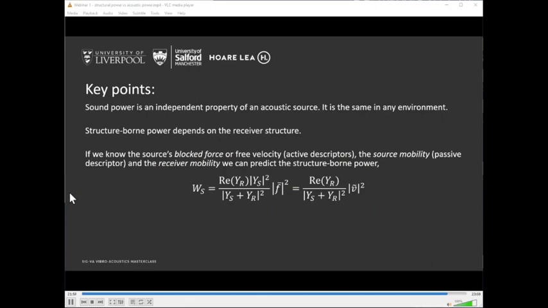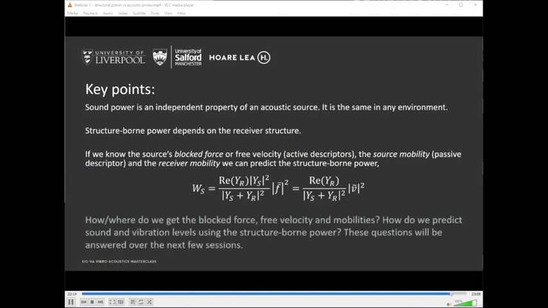So the principal aim of this presentation has been to highlight the difference between airborne and structure-borne predictions, and also to introduce this method of predicting structural power based on blocked forces and free velocities. There are still some questions to be answered. In particular, where or how do we get the blocked force, the free velocity, and the mobilities? And also, how do we obtain the transmission model to predict sound and vibration levels using structural power? These questions will be addressed over the course of the next 2 webinars.